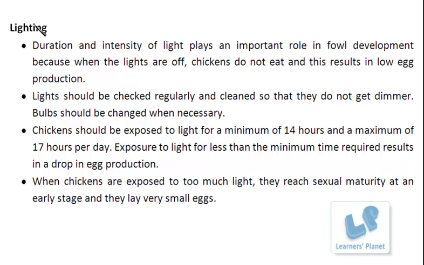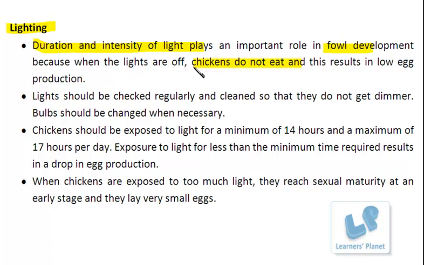Well, the next requirement is related to lighting. Duration and intensity of light is of course a very important factor affecting fowl development. Now in this case, as I already said, if the lights are off, then chickens do not eat, and if they do not eat, their egg laying capacity, or the production of eggs, gets reduced, right? So this is of course a very important point.